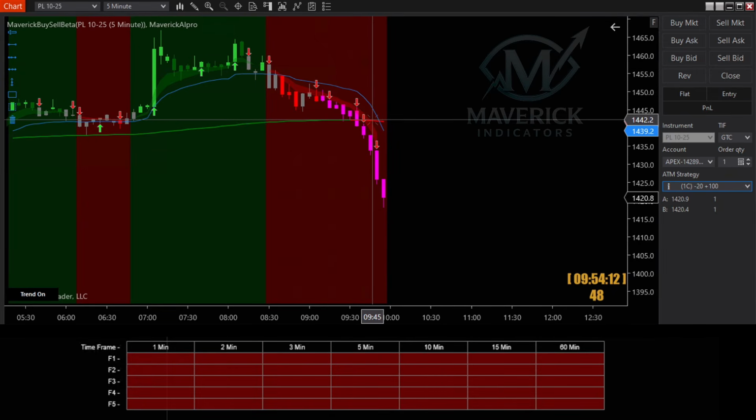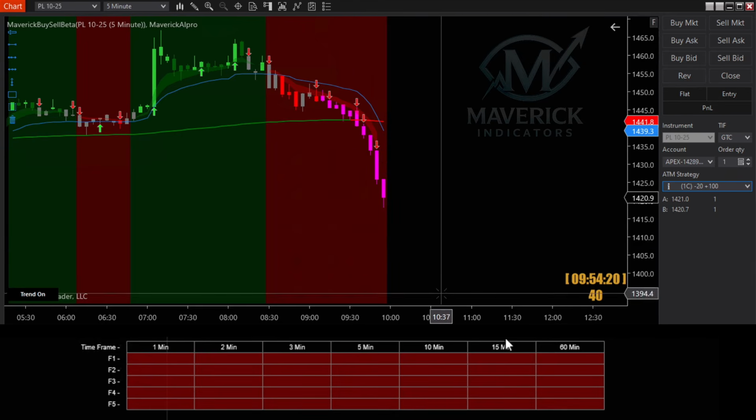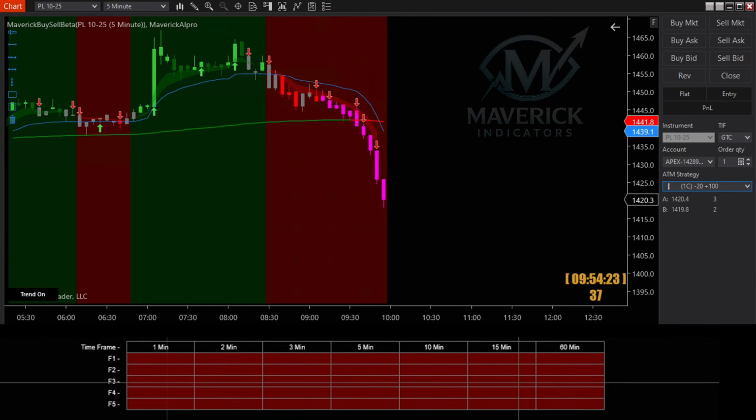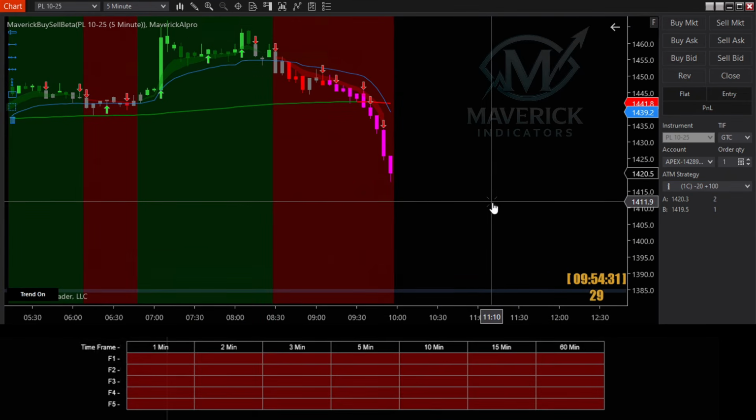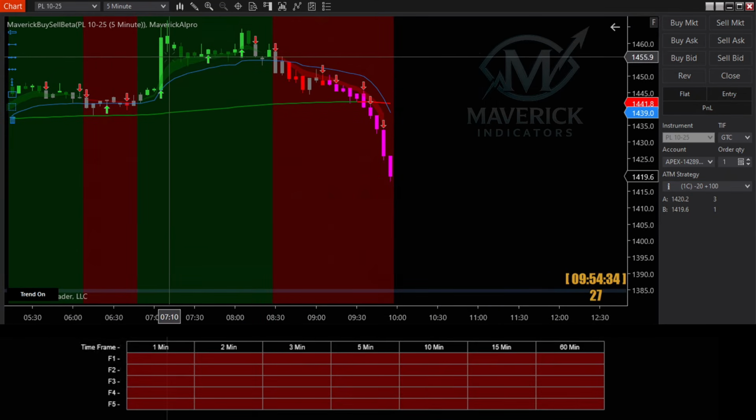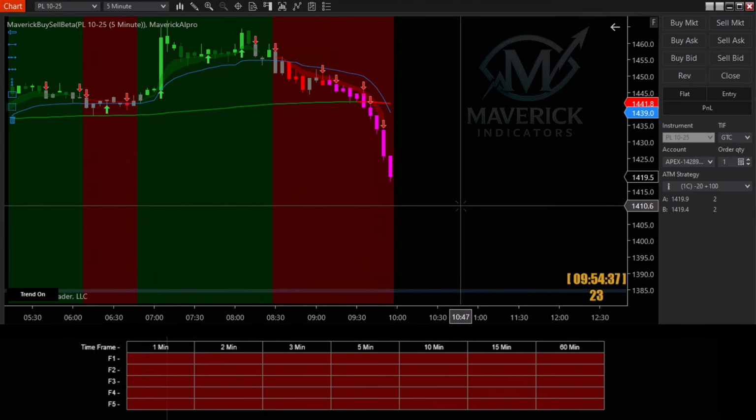But here's the thing: we got the red background. We're below the Maverick guide. We're below the Maverick 200. We are below the cloud. We have red down arrows. We are completely solid on our Maverick Multi-X. Okay, so it's just awesome. I mean, it's clear vision trading. Remember, lime green is your strongest up candle. Pink is your strongest down candle.